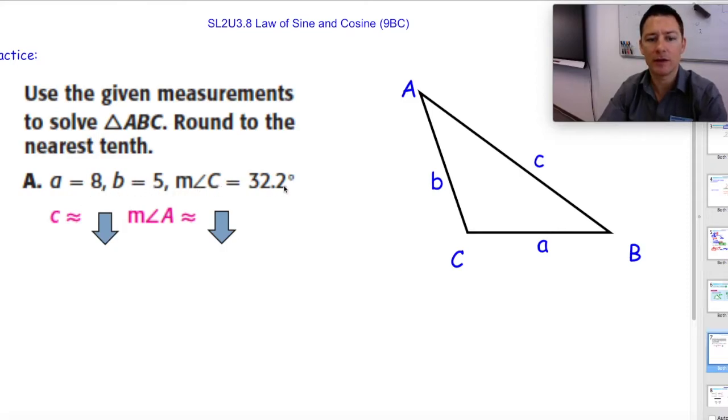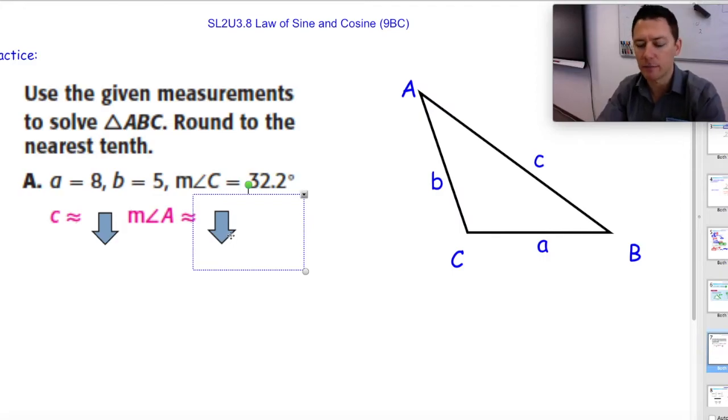Here's AB and here's C. Try to find all the rest of the measurements, which just means find length C and measure of the angle A. Pause me and I'll show you some solutions in a second.